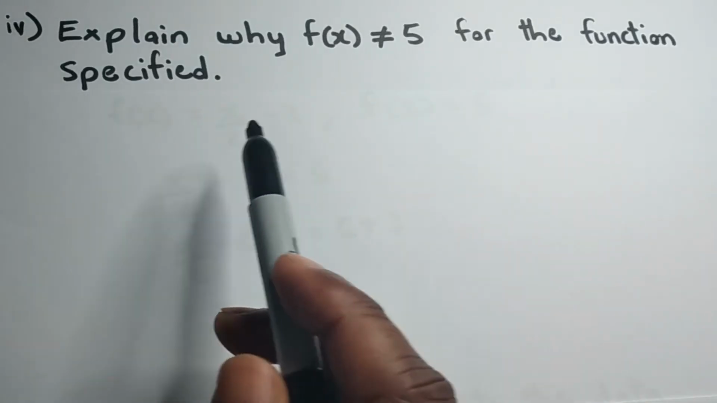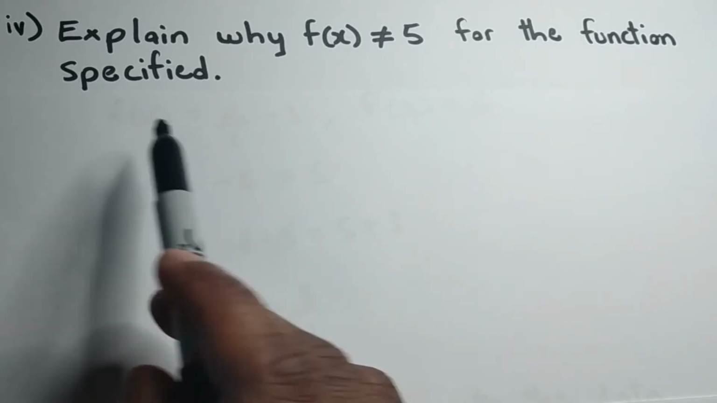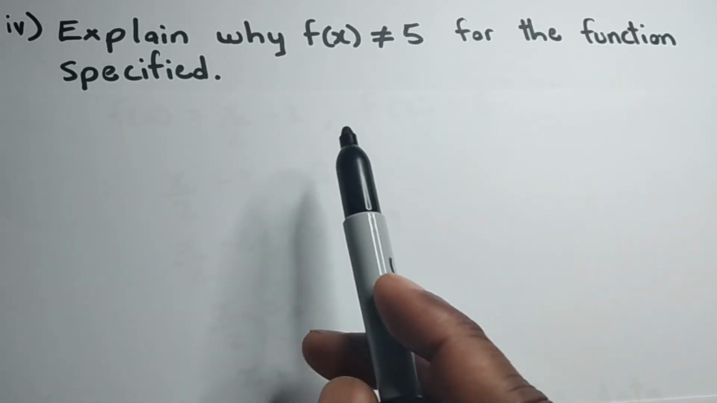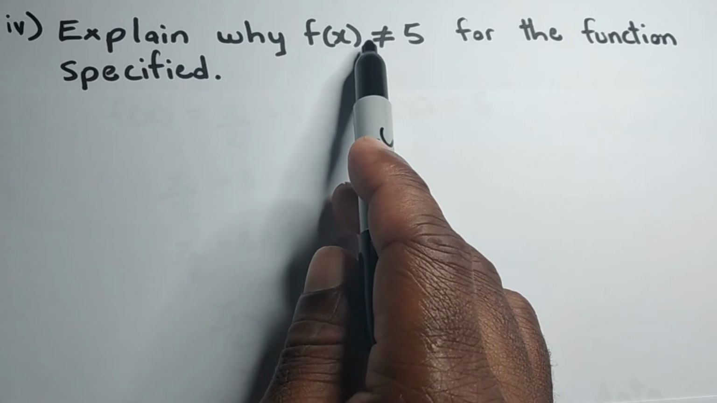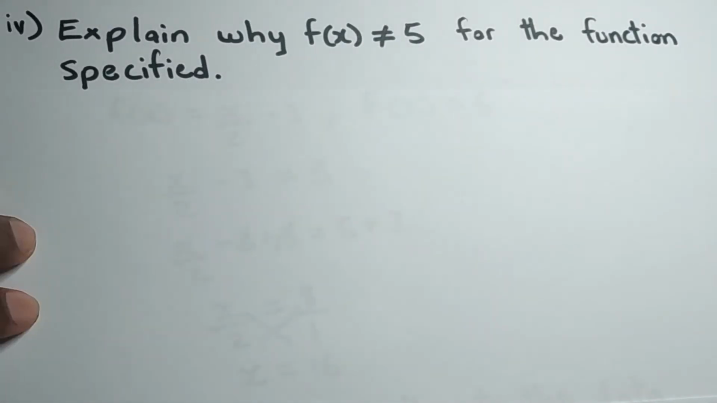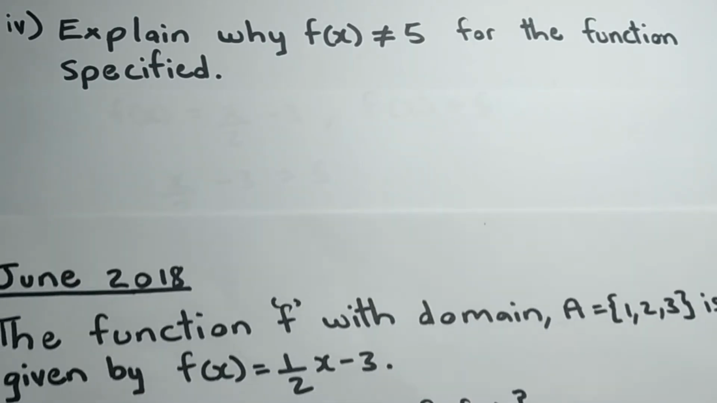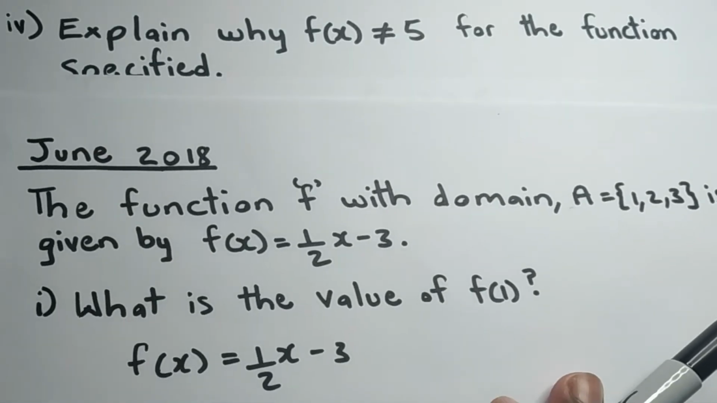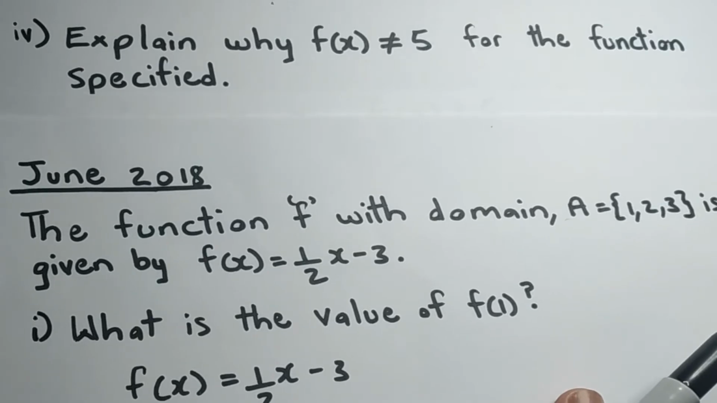All right, so let's look at part 4 of this question, which is the final part of the question. This asks us to explain why f of x is not equal to 5 for the function specified, all right? So I want you to recall the original information or data that was given concerning the question, all right?